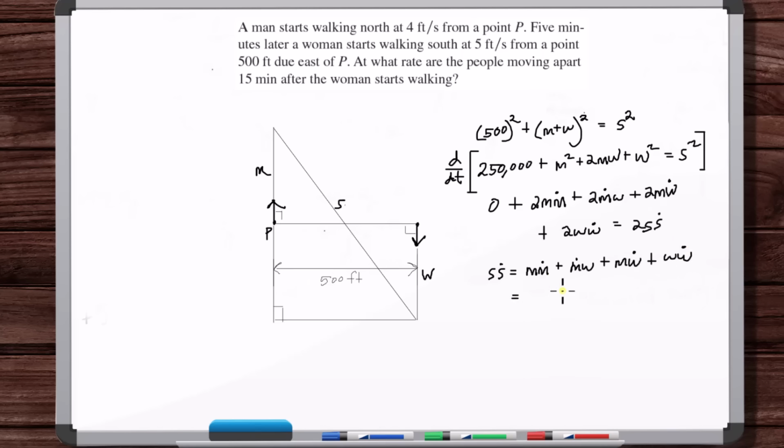Let's factor out the M dots and the W dots. So M dot times M plus W, plus W dot times M plus W. Oh, okay. So we can factor out an M plus W. So M plus W times M dot plus W dot. All right, great. So S dot, we divide both sides by S.